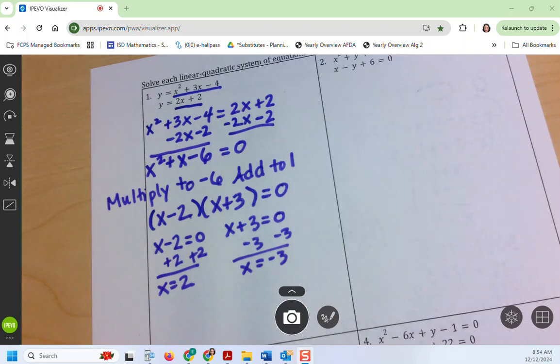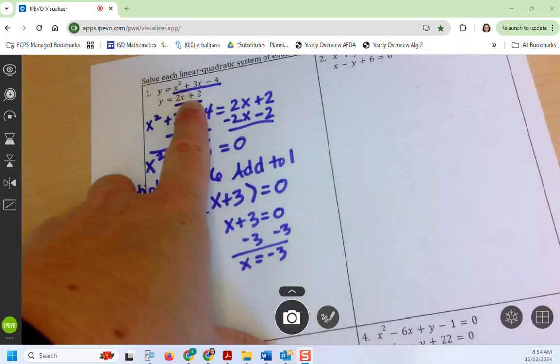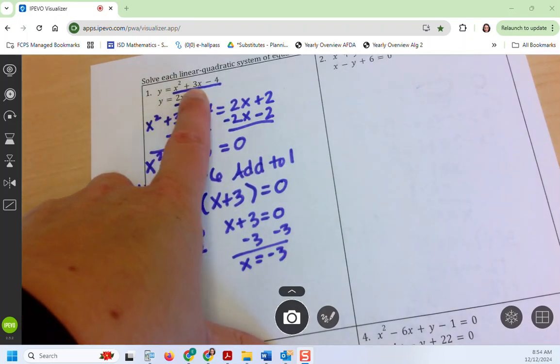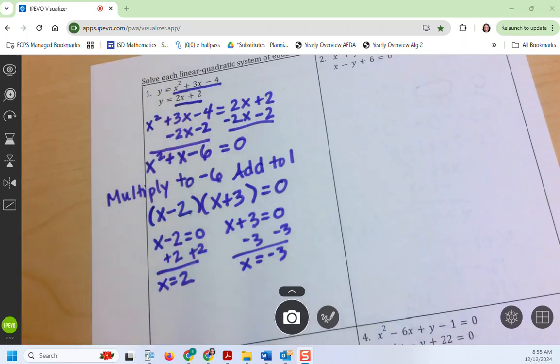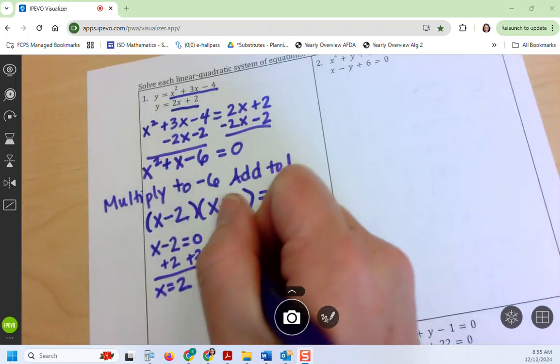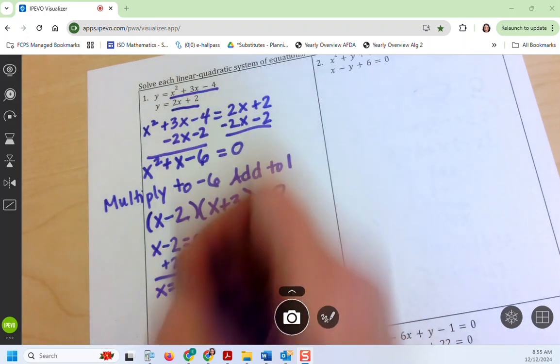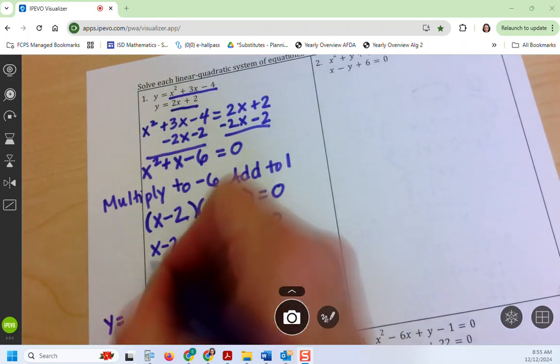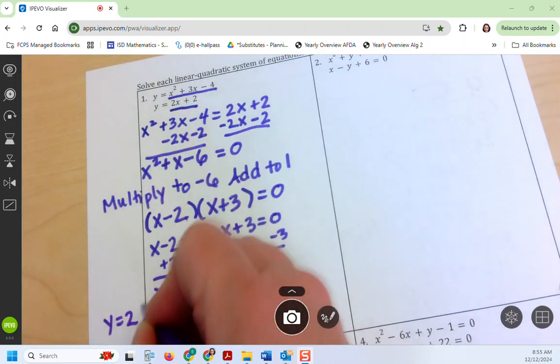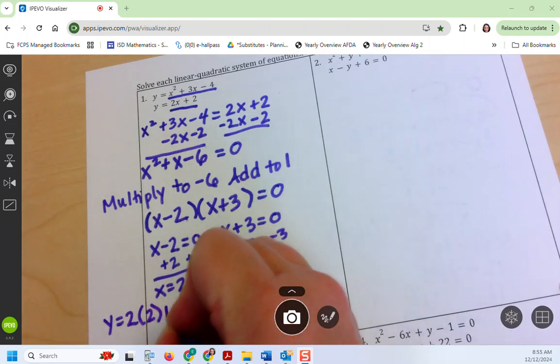Is it going to be easier to substitute back into the quadratic or the linear? The linear is almost always going to be easier, so I'm going to substitute into that. It works with both of them. You could choose either one, but I'm going to choose the linear. So I'm going to have two different sets of solutions. I'm going to put 2 back into the linear, y equals x times 2, plus 2.